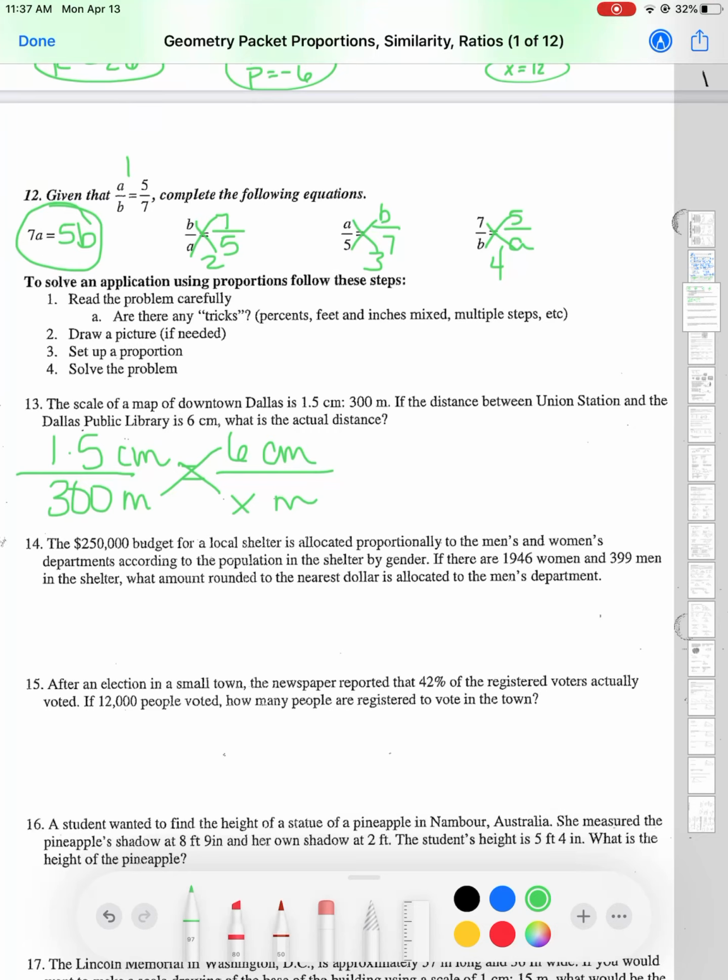Since we went centimeters over meters, we need to set it equal to centimeters over meters. So we have 1.5x equals 1800. So we divide by 1.5, we divide by 1.5. So x is 1,200 meters, not miles. So Union Station is 1,200 meters from the Dallas Public Library.